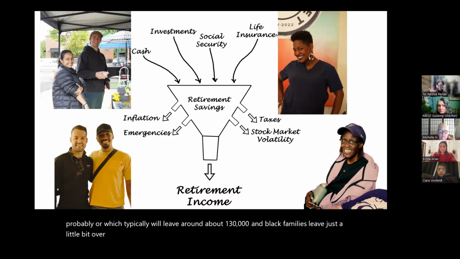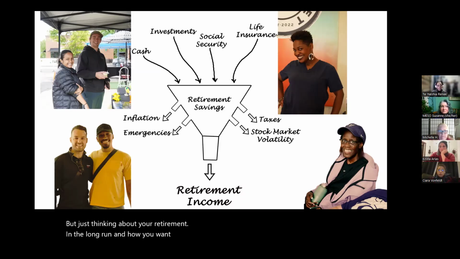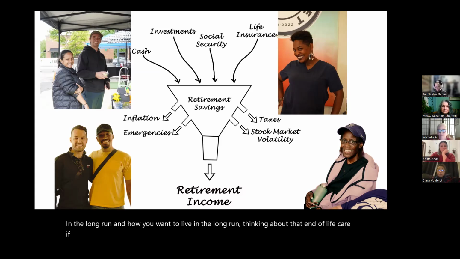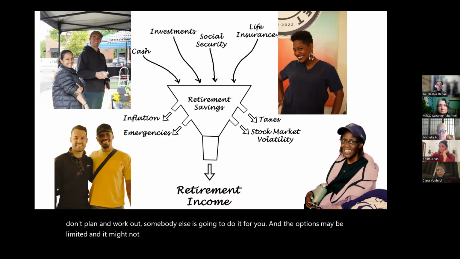And by the way, these pics are all members of our MESO community. But just thinking about your retirement in the long run and how you want to live, thinking about that end of life care, if you're not able to stay in your home, what does that look like for you? And whatever you don't plan and work out, somebody else is going to do it for you. And the options may be limited and it might not look like what you had in mind or what you want for the later years of your life.